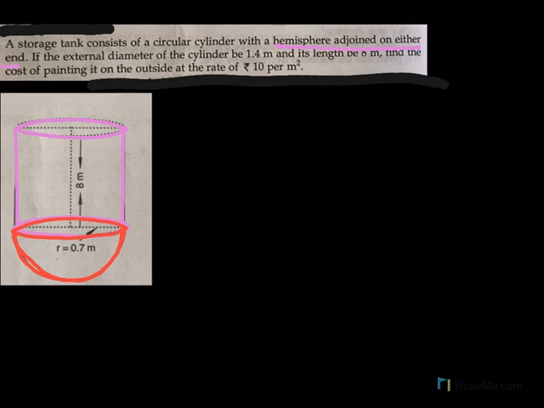If the external diameter of the cylinder is 1.4 meter, immediately we write the radius, divided by 2, 0.7 meter. And its length is 8 meter. The length or the height of the cylinder is 8 meter, and that's given here. See, this is the height, which is 8 meter. Find the cost of painting the outside of this tank.